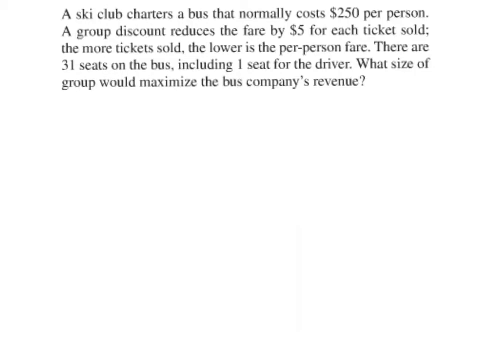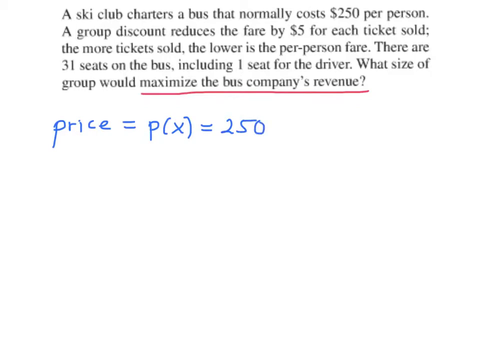Okay, so the key thing here is that we're trying to maximize the company's revenue. And before we can maximize the revenue, we have to come up with an equation for the revenue. And part of that is going to involve representing the price. So in this case, the price, we'll call that P of X, is going to be $250 because that's how much it costs per person, then minus $5 for every ticket sold. And I'm going to let X be the number of tickets sold. So it's going to cost $250 per person minus 5 times however many tickets are sold. So there's a discount there.